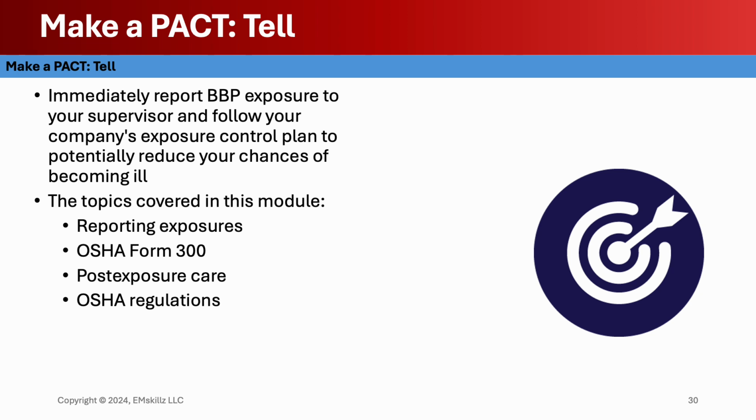Make a pact. Tell. Immediately report bloodborne pathogen exposure to your supervisor and follow your company's exposure control plan to potentially reduce your chances of becoming ill. The topics covered in this module include reporting exposures, OSHA Form 300, post-exposure care, and OSHA regulations.